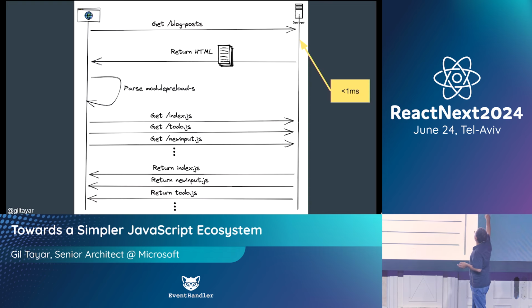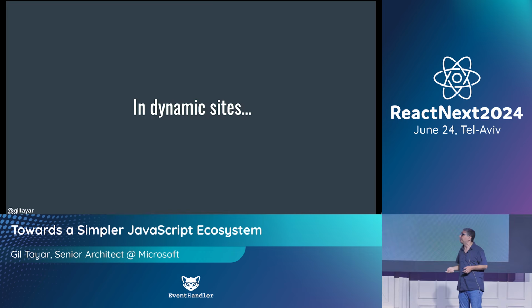But in dynamic sites, this part where you return the HTML is less than 1 millisecond. Just read the file and start streaming it. In dynamic sites, where there's a real server involved, this could take a second, even more. Let's say a second. During that time, it can't parse the module preload because it's not getting it. That's a lot of time to bring in JavaScript files.